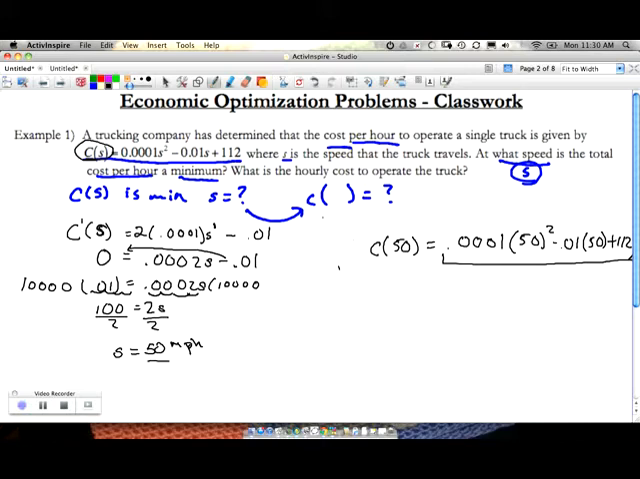This was very straightforward. They gave us a function, told us to find where it is a minimum, and what is that value. That's what we did.